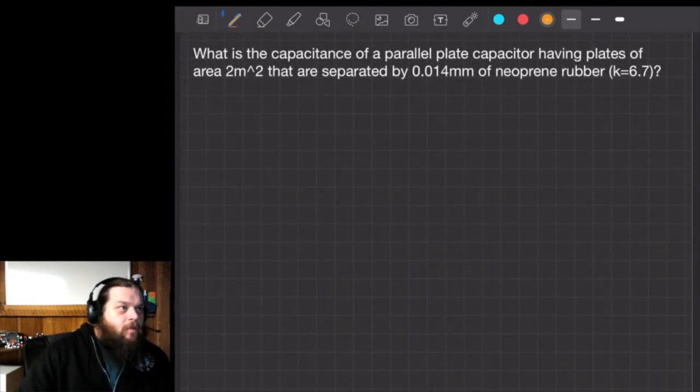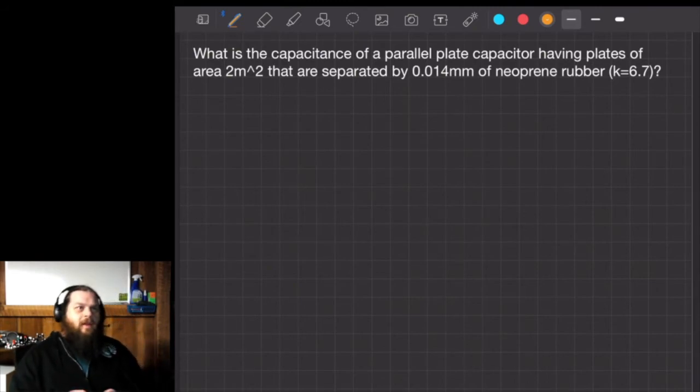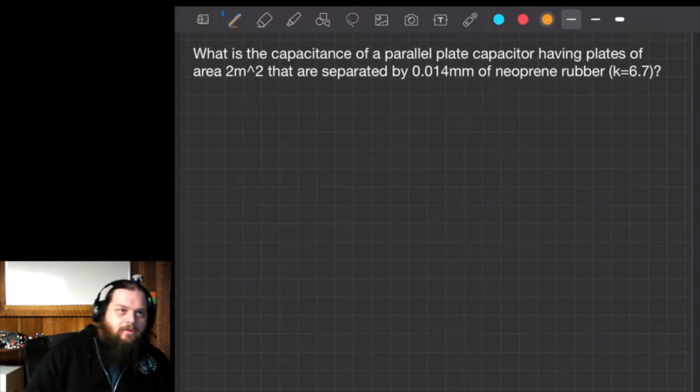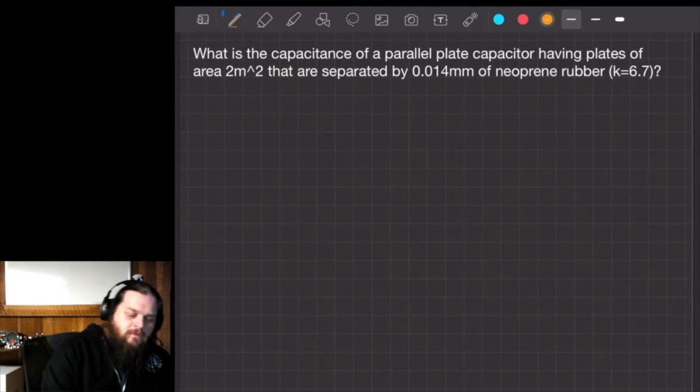This next problem, what is the capacitance of a parallel plate having plates of an area of 2 meters squared that are separated by 0.014 millimeters of neoprene rubber? This is giving us the K value of 6.7. So using that equation, where the capacitance is equal to kappa A epsilon naught divided by the distance between the plates, where kappa, the dielectric constant, is 6.7.